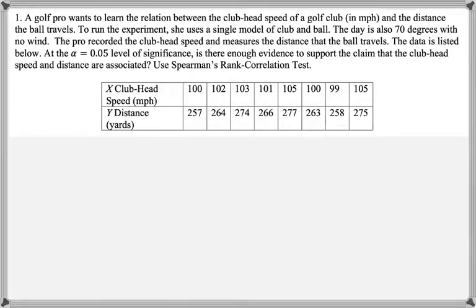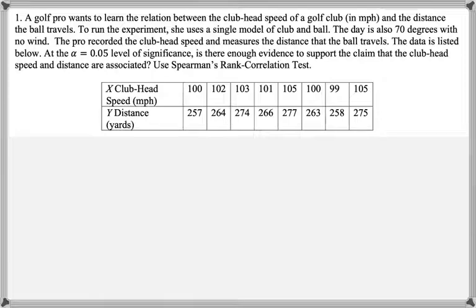A golf pro wants to learn the relation between the club head speed of a golf club in miles per hour and the distance the ball travels. To run the experiment, she uses a single model of club and ball. The day is also 70 degrees with no wind. The pro recorded the club head speed and measures the distance that the ball travels. The data is listed below.